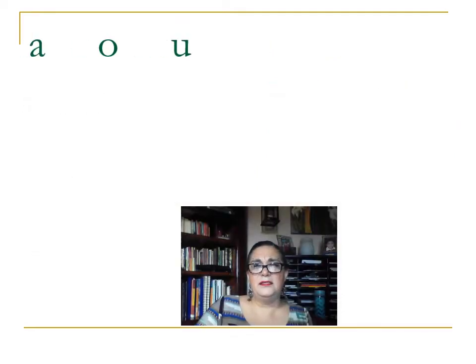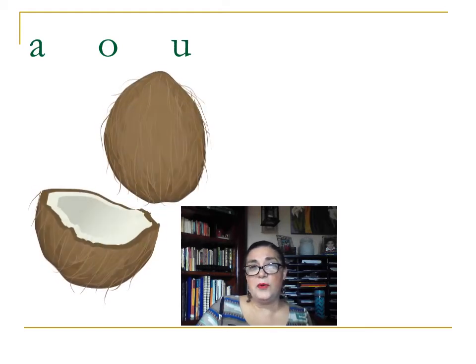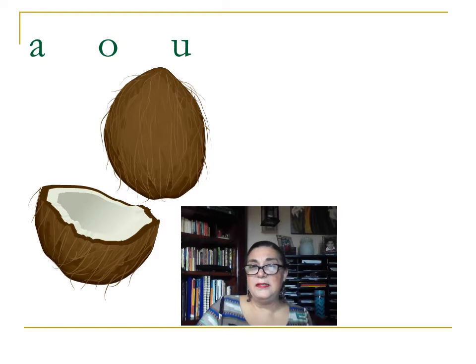Our next consonant is C. I always tell my students that C has a double personality. Why? Because depending on the vowel next to it, we pronounce it in a different way. In this case, if it's a C in front of an A, O, or U, the consonant sound will be k.